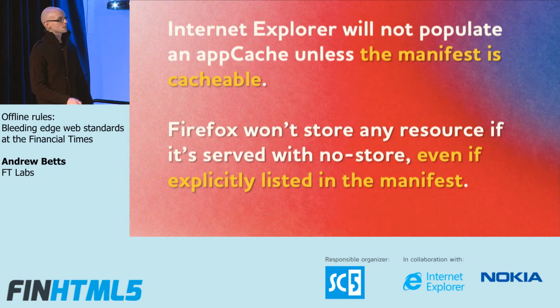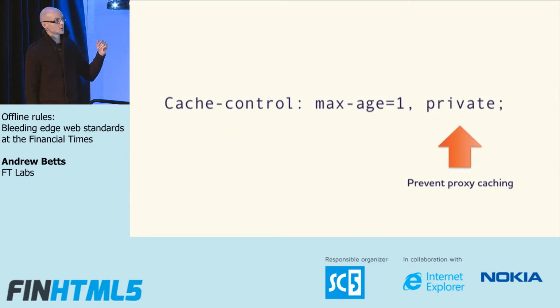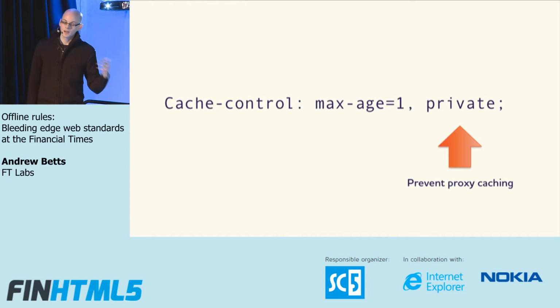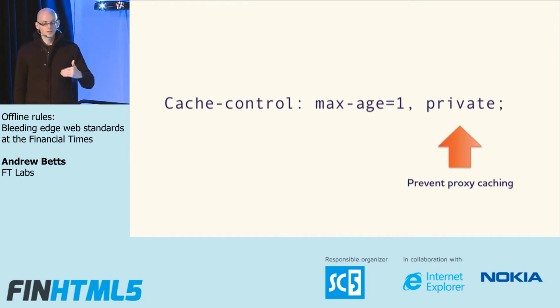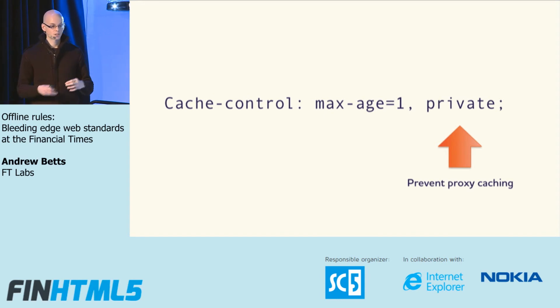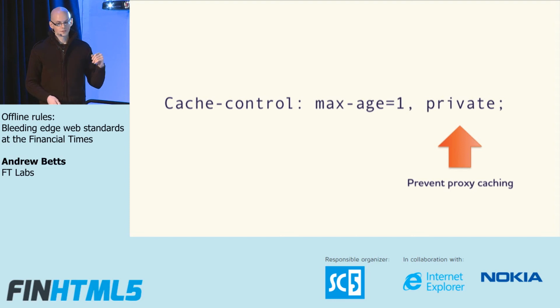So we can deal with these. For Internet Explorer, we can set a 1-second cache time and put the private cache control directive in. That means that the manifest won't be cached by any intermediate public proxies. It will only be cached by the browser itself, and only for the 1 second required to convince Internet Explorer to actually use the manifest. And for Firefox, we can just avoid using the no-store directive, which is reasonably easy to do.